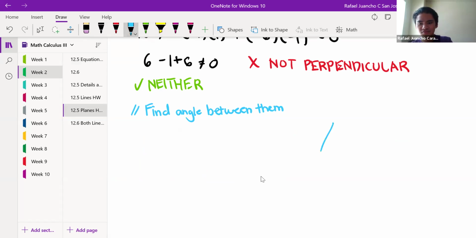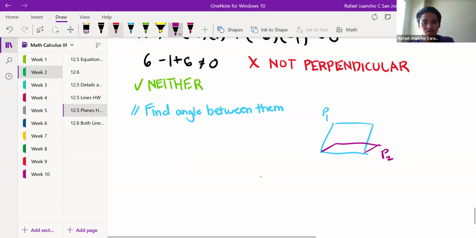Well, let's say we're given that first plane. Then we're given the other plane. And then this is their angle. That's theta. Now, how do we manage to get that angle? Well, we can use their normal vectors.